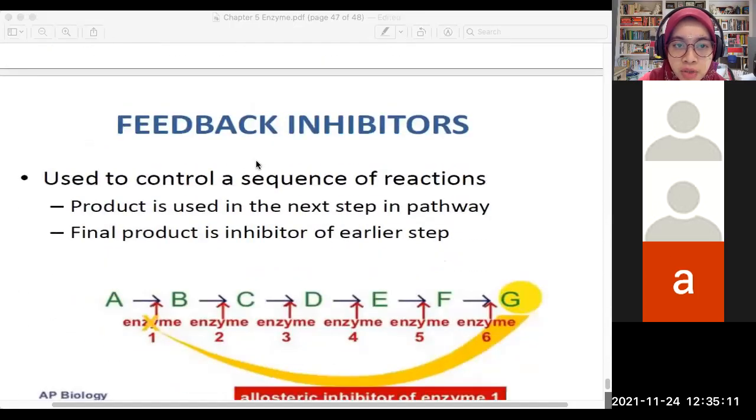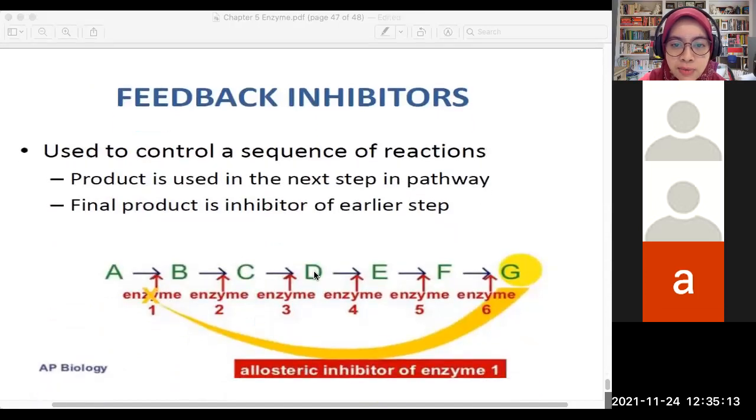We also have feedback inhibitors. This is when the amount of product will affect the rate of reaction. This is quite common in our body. In human physiology, we always have what we call a feedback loop, meaning that the end product of something will stop the initial reaction. For example, if we have a sequence of reactions from initial product A to B and then finally G, and each reaction is facilitated by a type of enzyme: enzyme 1, enzyme 2, enzyme 3, and so on.